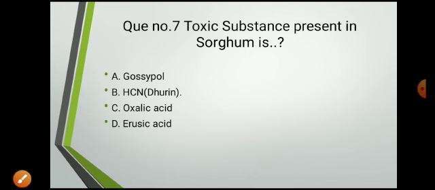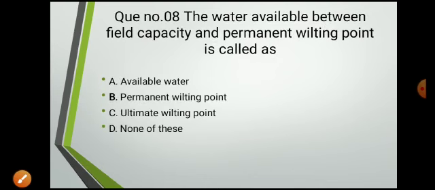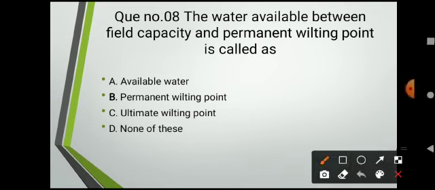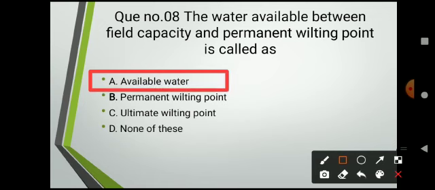Next question number 8. The water which is available between the field capacity and permanent wilting point is known as. Options are available water, permanent wilting point, ultimate wilting point and none of these, and the correct answer is option A, available water. It is the water which is available between the field capacity, which is the upper limit, and the permanent wilting point, which is the lower limit of the available water.